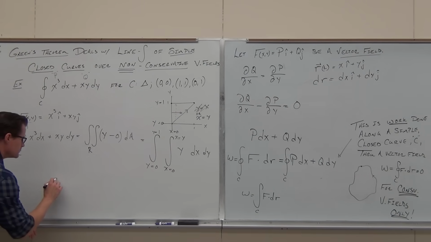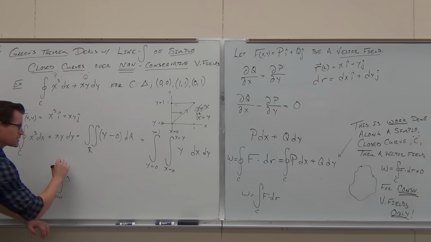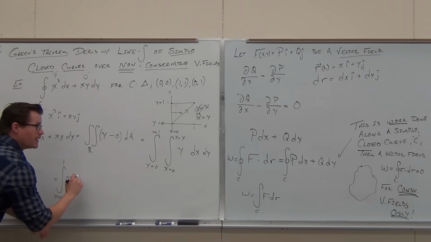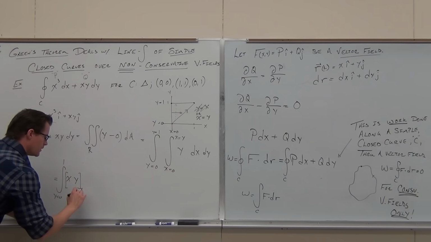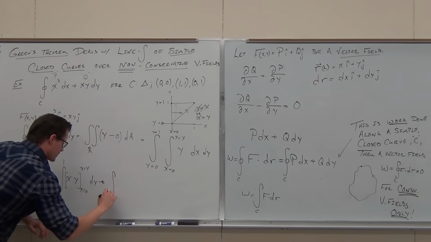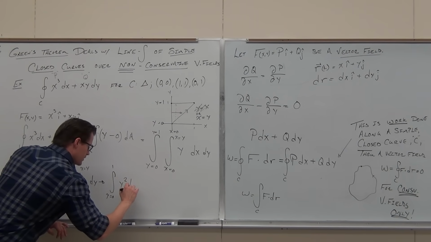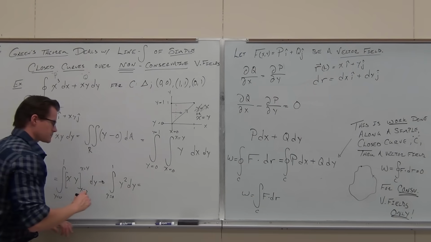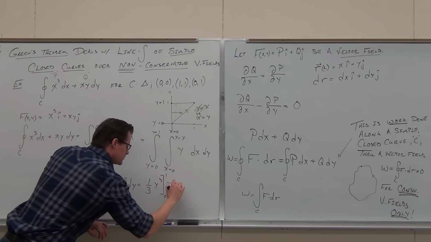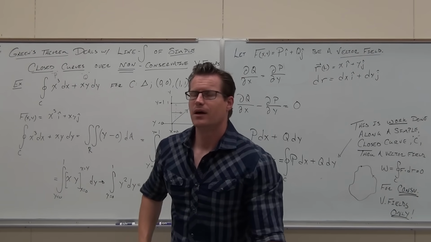Zero to 1, let's see here. We'd have x times y, and we're plugging in x equals 0 and x equals y, and then we've got that dy hanging on. So the integral from y equals 0 to 1 of y squared dy. That's 1/3 y cubed from 0 to 1, which is 1/3. We haven't had one that nice in a long time. Did you get 1/3? Now, what does it mean?